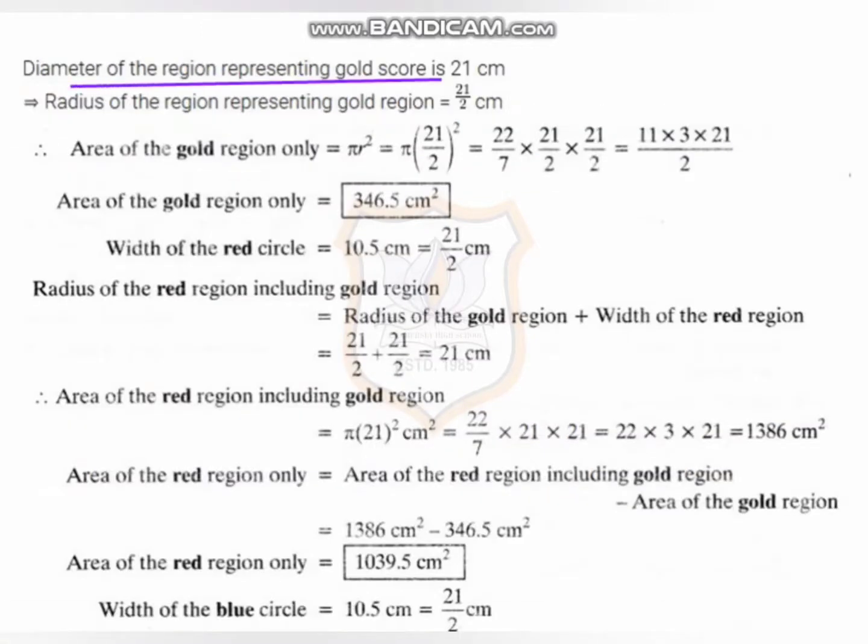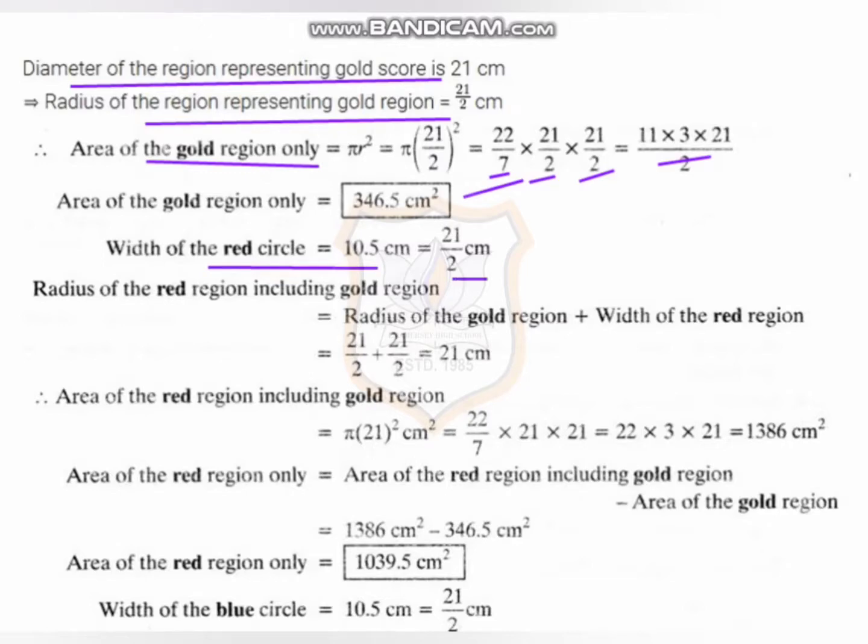The diameter of the gold region is 21, so the radius is 21 by 2. The area of the gold region is pi r square, meaning pi into 21 by 2 square. Taking pi as 22 by 7, radius 21 by 2 into 21 by 2. By solving this, we get the area equals 346.5 centimeters square.